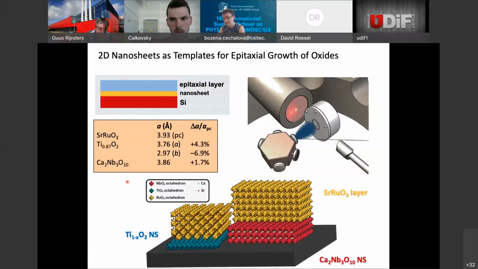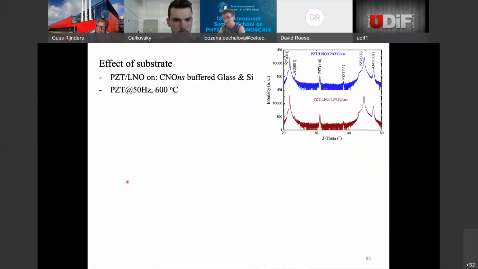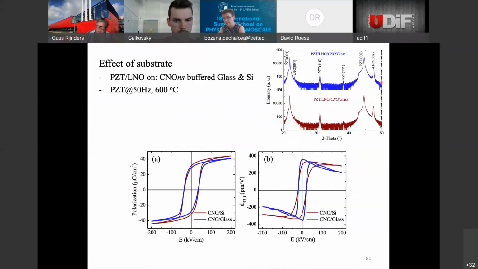And this is what we have been working on for some time now. In this case, this was a test of strontium ruthenate on top of calcium niobate and titanium dioxide nanosheets on silicon. And clearly you can see that we can have this epitaxy. In this case, we used the calcium niobate nanosheets on top of glass, on top of silicon. We used lanthanum nickelate as an electrode material and PZT, and you can clearly see from the X-ray diffraction that we get epitaxial deposition on top of, in this case, glass. So you can clearly see this out-of-plane epitaxial peak.